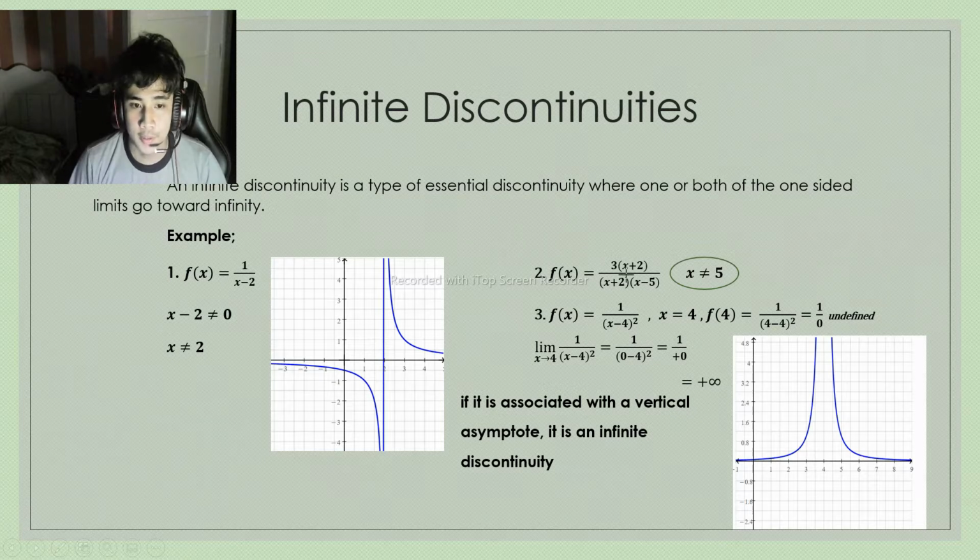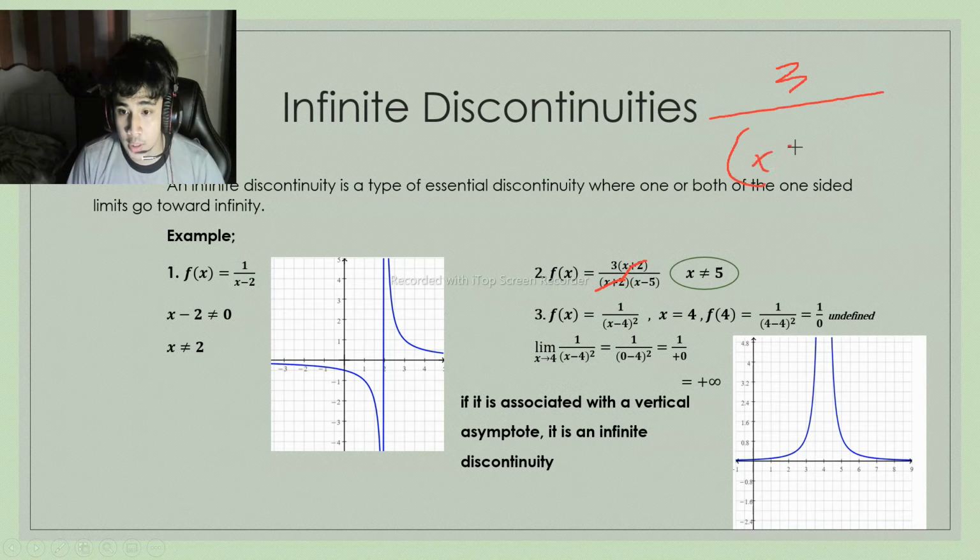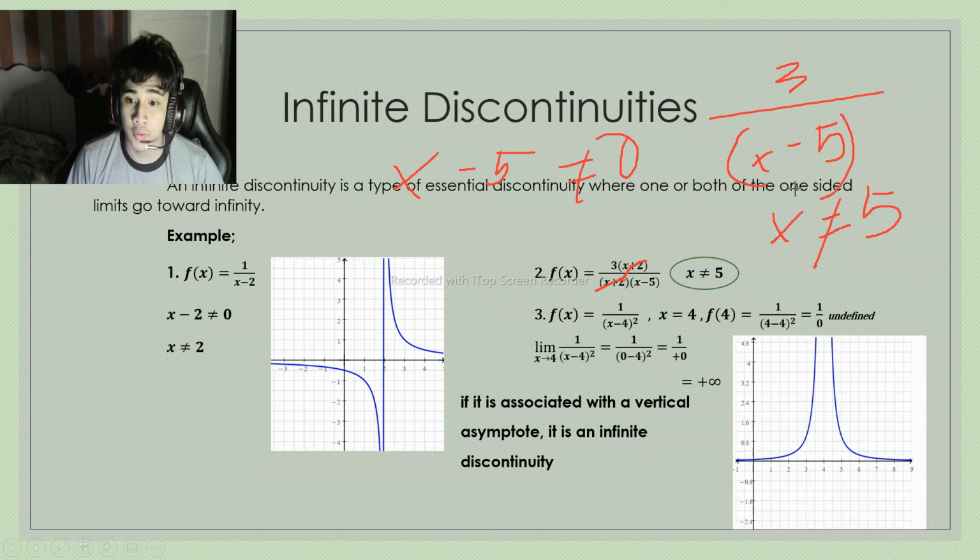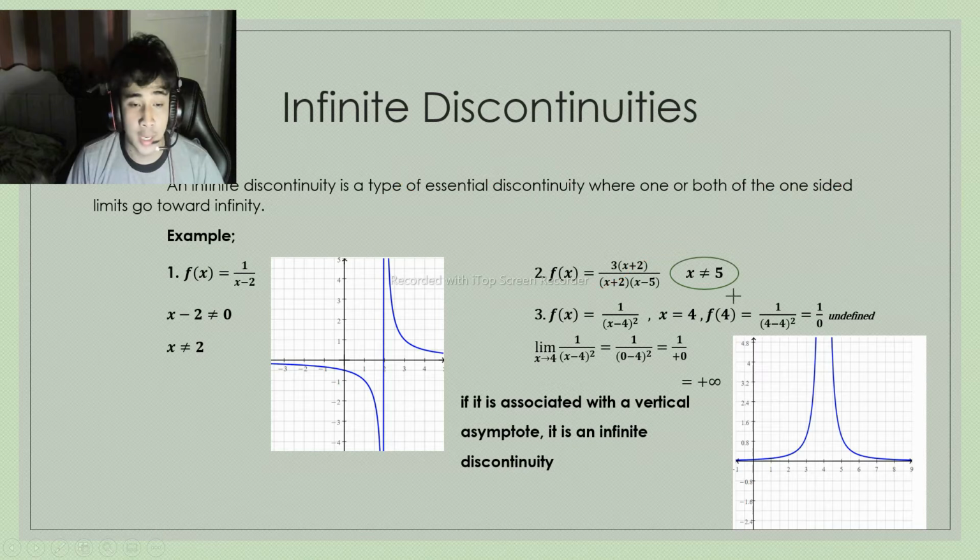Ayan. So f of x is equal to 3 quantity x plus 2 over quantity x plus 2 quantity x minus 5. Kung mapapansin nyo sa equation natin, pwede natin i-cancel out yung x plus 2 tsaka x plus 2. So that will leave us a 3 over x minus 5. So x minus 5 should not be equal to 0, kasi katulad ng ginawa natin kanina, transpose, magiging x not equal to 5. So anytime it is associated with a vertical asymptote, it is an infinite discontinuity.